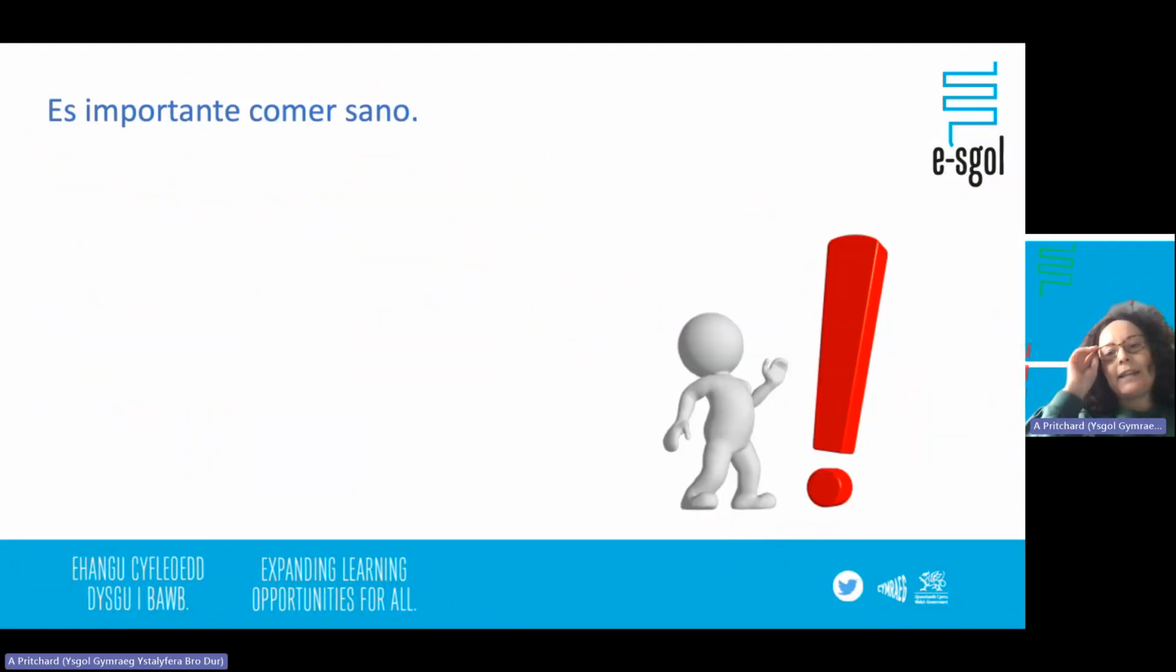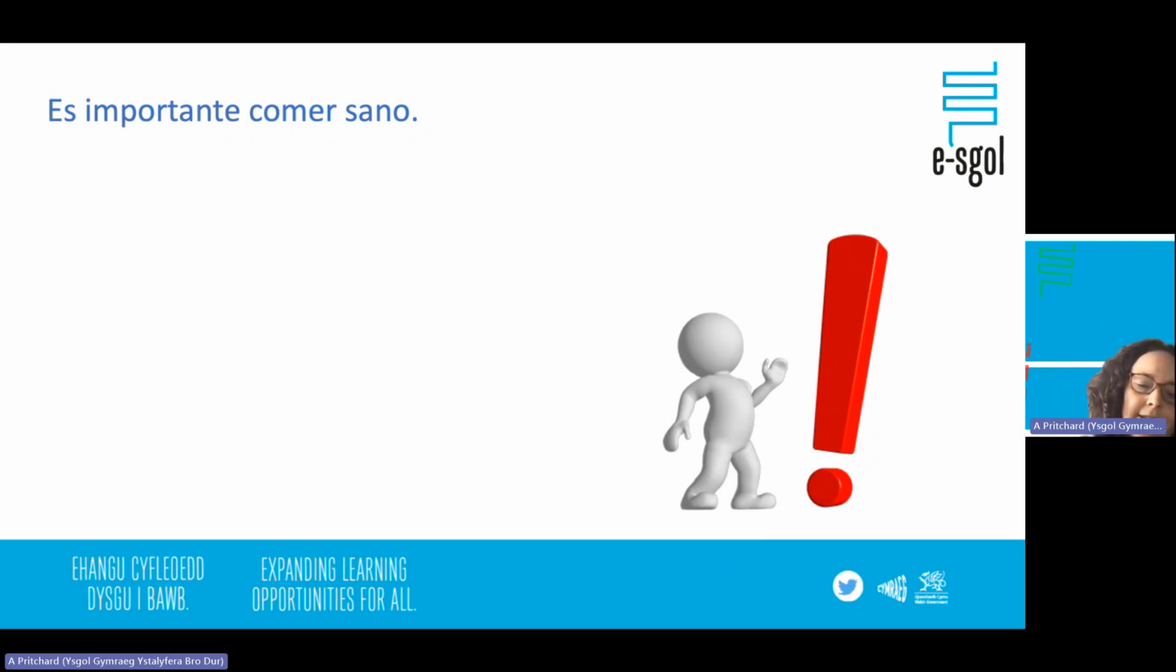So if I take a sentence, for example, es importante comer sano. So it's important to eat healthily. So the structure there that can be reused is es importante, it's important. And then that's followed by an infinitive of a verb, so comer, to eat. And then sano is healthily. So this, you would say, would be related to food and drink, or health and fitness, and so on.